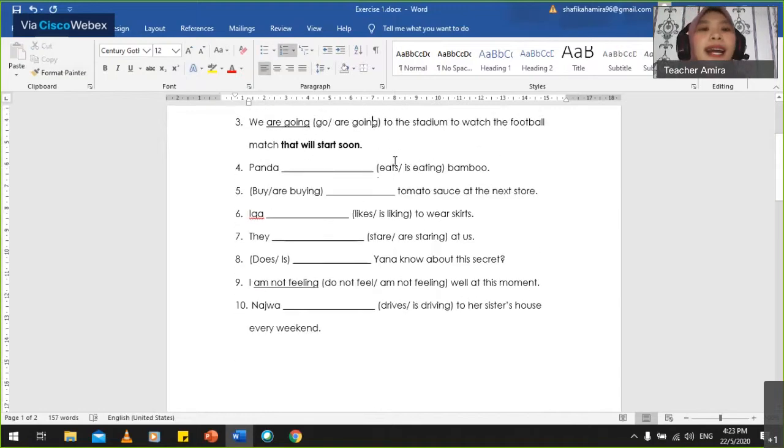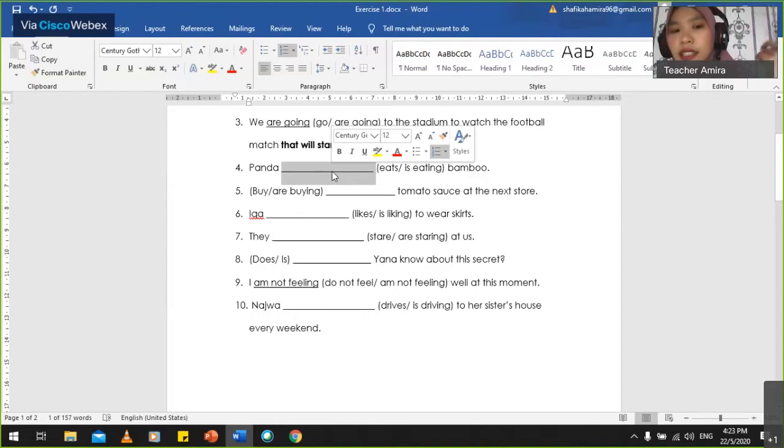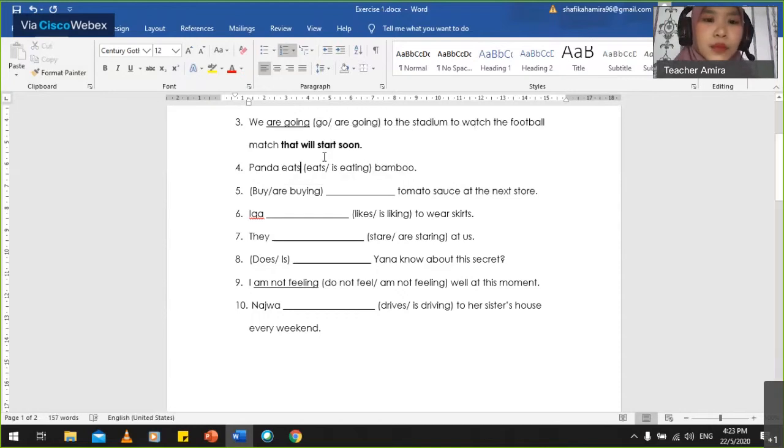Question number 4. Panda eats bamboo. This is quite confusing. What do you think? Okay, panda. Okay, I will say that this is a fact. A universal truth, something that is true. So it should be simple present tense. So panda, what? It eats or is eating? I will say that it eats. Panda eats bamboo. Okay, underline.